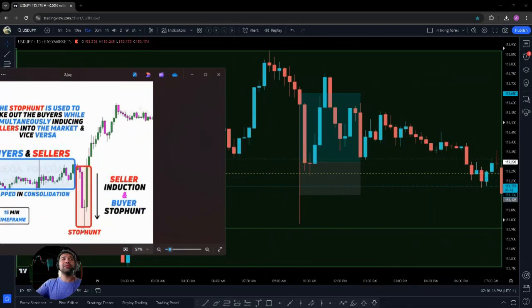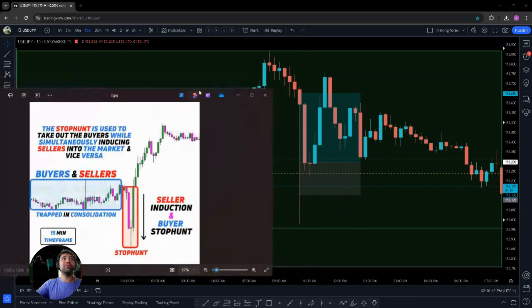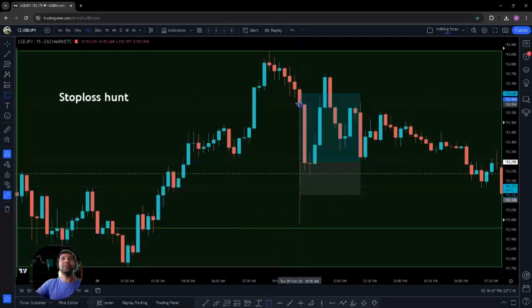And then sellers were induced, because they wanted to do a stop hunt to take out the buyers while simultaneously inducing the sellers, right? And as the sellers were induced, you can see that even those sellers that took positions around here, the price came back down there, and again the price went up, because this wick shows that if the price is coming back down, then the price is going back up, right?